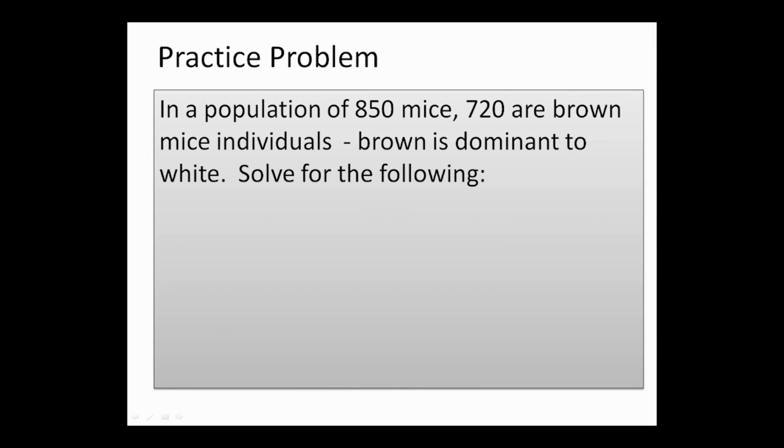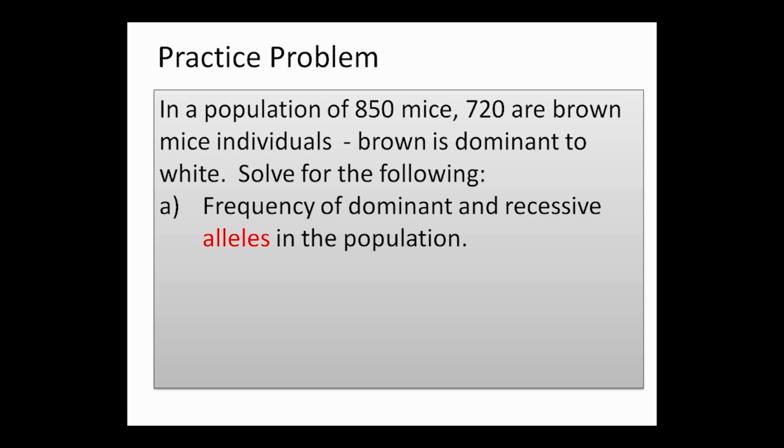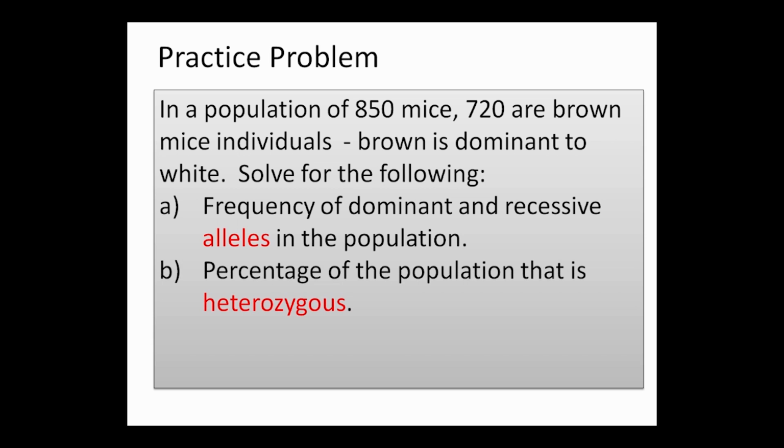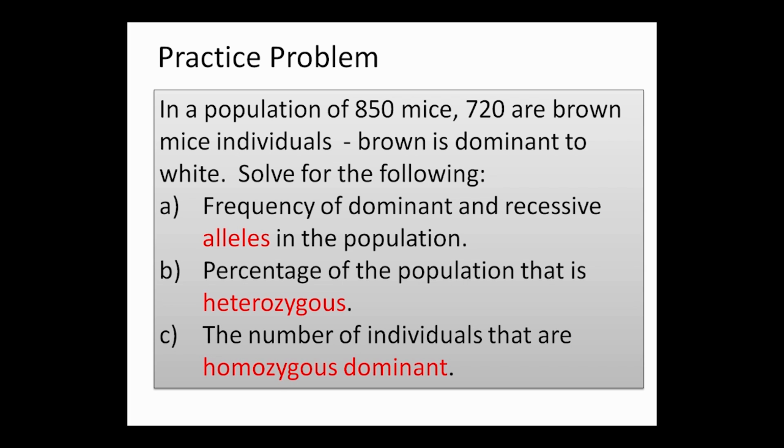Let's look at a practice problem. In a problem of 850 mice, so that's my total population, 720 are brown, and brown is dominant to white. Solve for the following. Okay, so 720 are brown mice. They are the individuals. Okay, that means whatever is left over is going to be white mice. I want to know the frequency of dominant and recessive alleles in the population. I want to know the percentage of the population that is heterozygous. And lastly, I want to know the number of individuals that are homozygous dominant. So I have 3 different things I want to solve for, and I'm going to walk you through them.